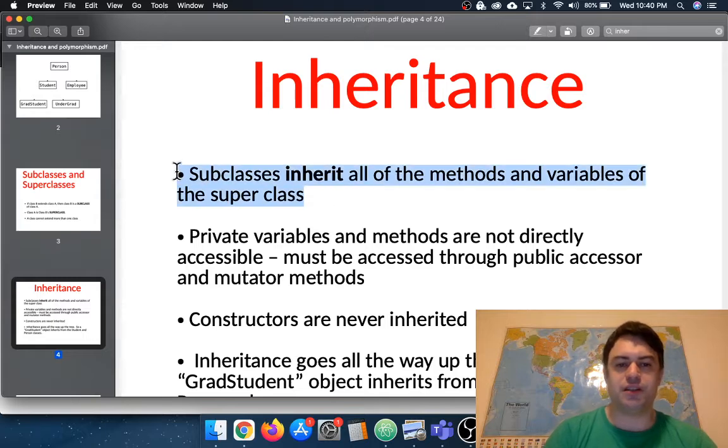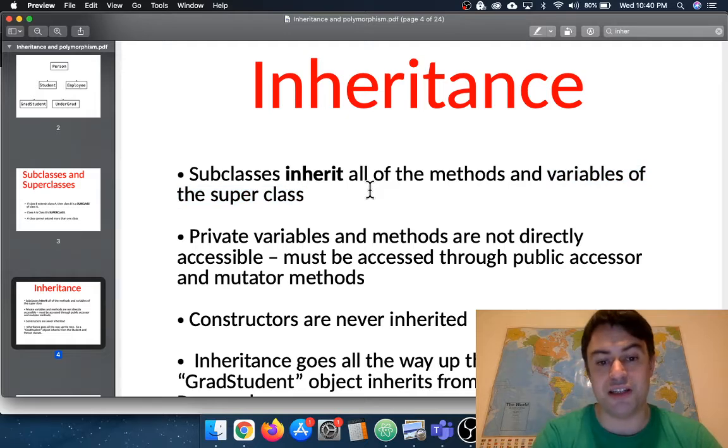It's pretty important to know that a subclass will inherit all of the methods and instance variables of the superclass. I should say specifically instance variables.